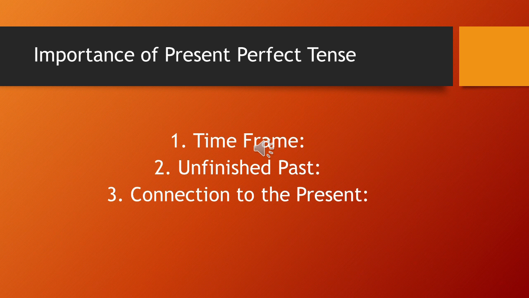Number 3. Connection to the present. The term present perfect itself implies the connection to the present. When using this tense, you're saying that the action or event, although occurring in the past, has an impact or relevance to the present.